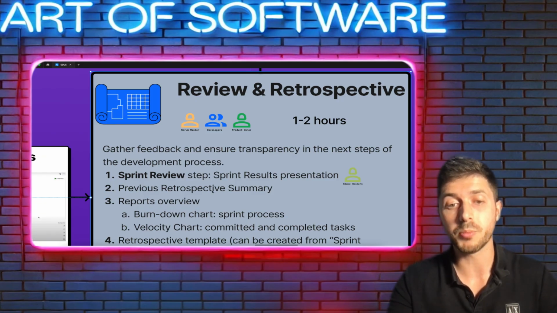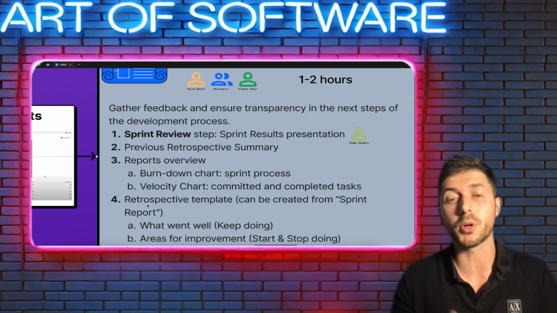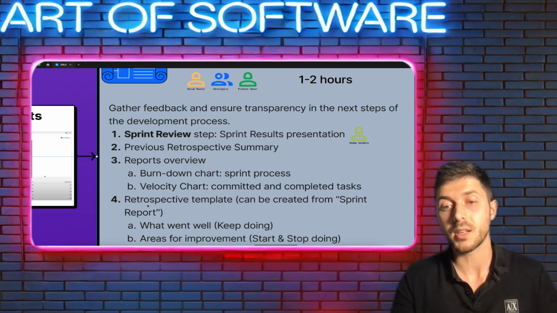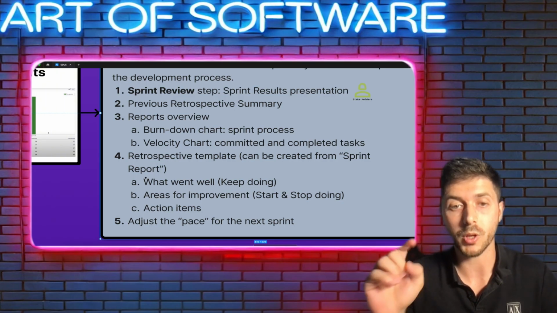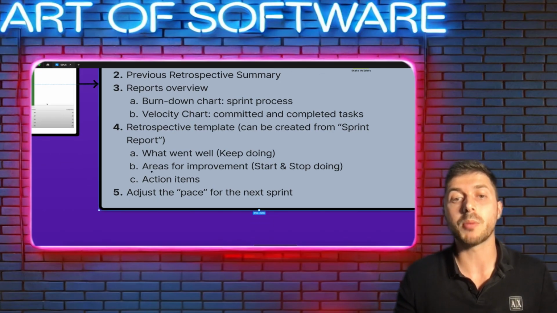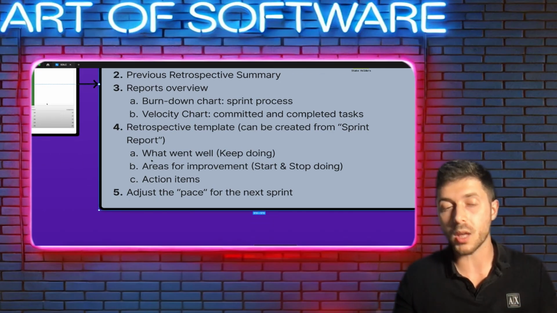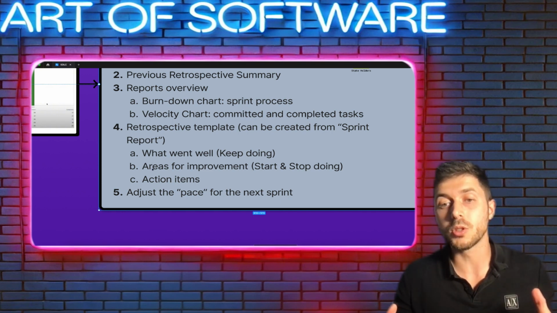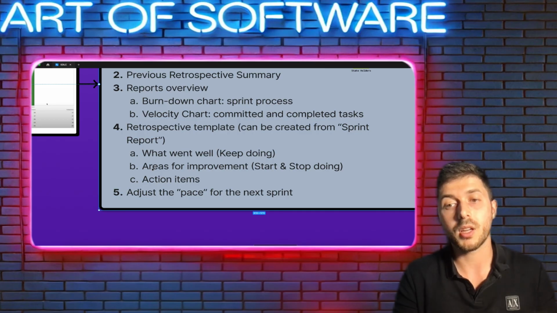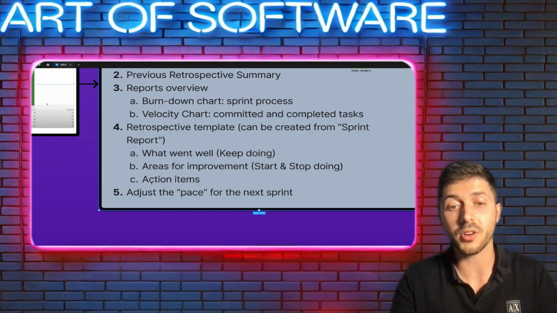So first of all, the report's overview, as I told you before, the burndown chart and the velocity chart. Then we use some retrospective template. It can be created from the sprint report in Jira when we complete a sprint. And we want to talk about what went well, what we want to keep doing. Second thing is areas for improvement. As the conclusions, what we need to start doing and what we have to stop doing. And the last thing is action items for the next time. The last point here is to adjust the pace for the next sprint.